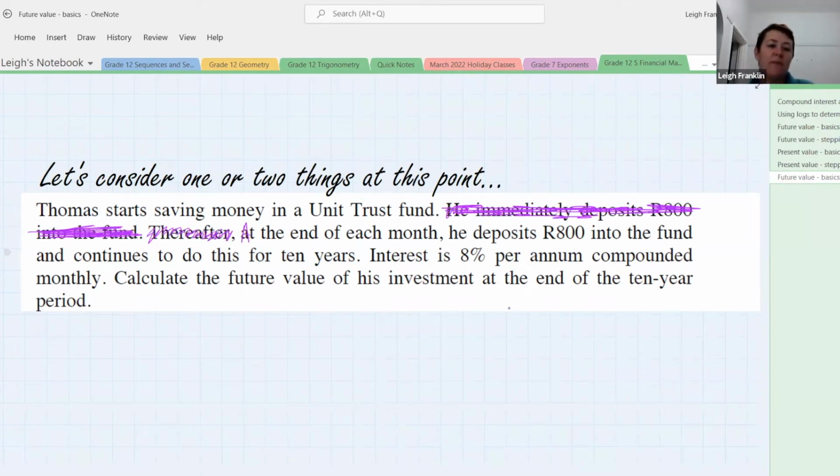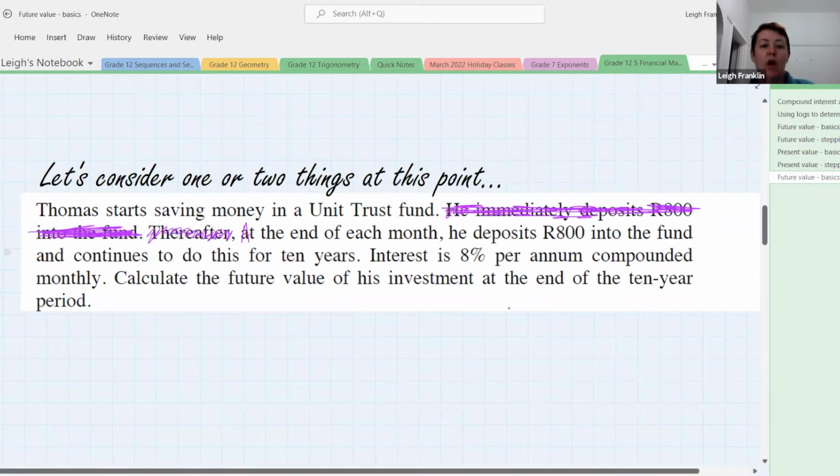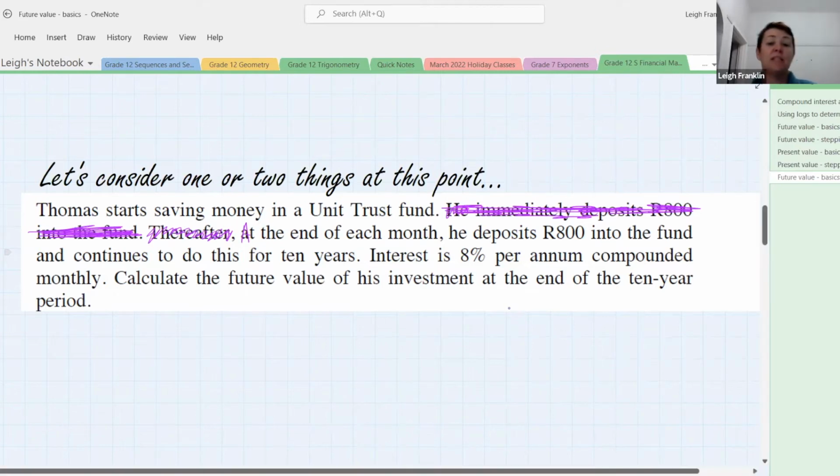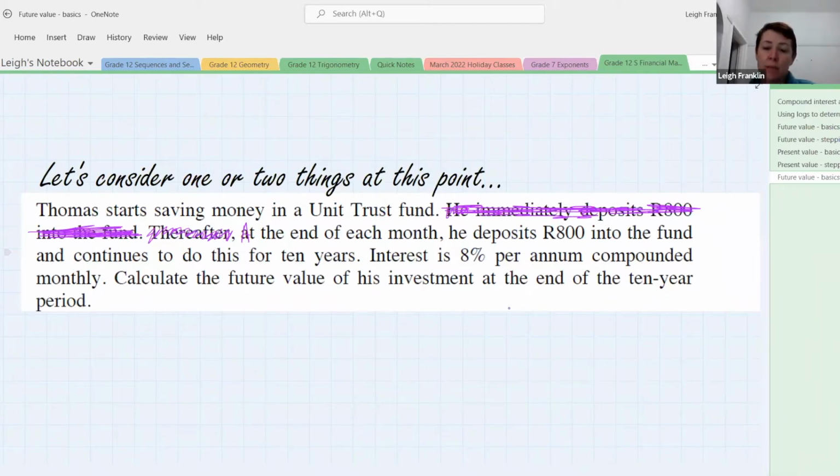Okay, so Thomas starts saving money into a unit trust fund. Now you read starts saving money. The minute that he starts saving money, you're thinking to yourself, this must be a future value because money is being saved. If he's depositing money on a regular basis and it's the same amount of money, then it's definitely a future value problem. And we can see that it is because it says at the end of each month, he deposits 800 Rand into the fund and continues to do this for 10 years. Interest is 8% per annum compounded monthly. Calculate the future value of his investment at the end of the 10-year period.